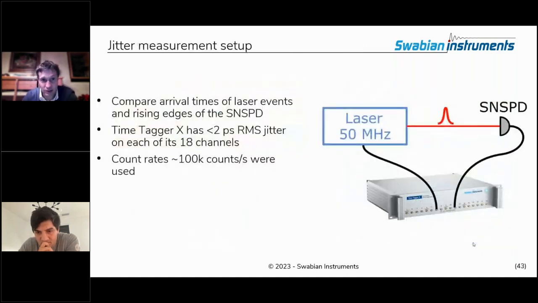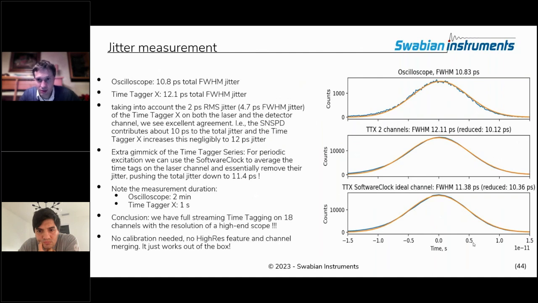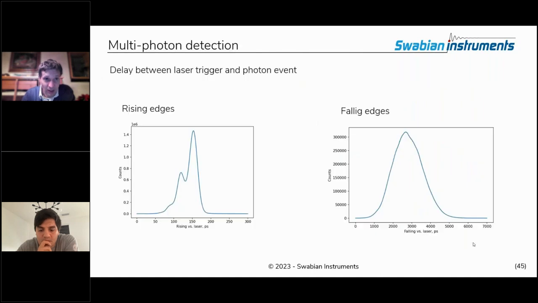So what you do is you take a pulsed laser, a femtosecond laser with a 50 megahertz repetition rate, and you shoot at the single photon detector. You take the timestamps from the laser trigger and the timestamps from the single photon. You do the whole measurement and see that the whole jitter is about 10 picoseconds. So the main jitter comes from the single photon detector and not from the electronics, which is good for us.